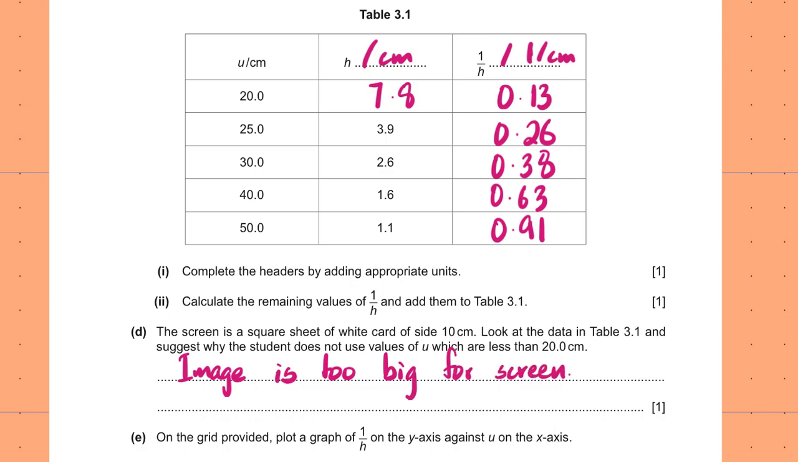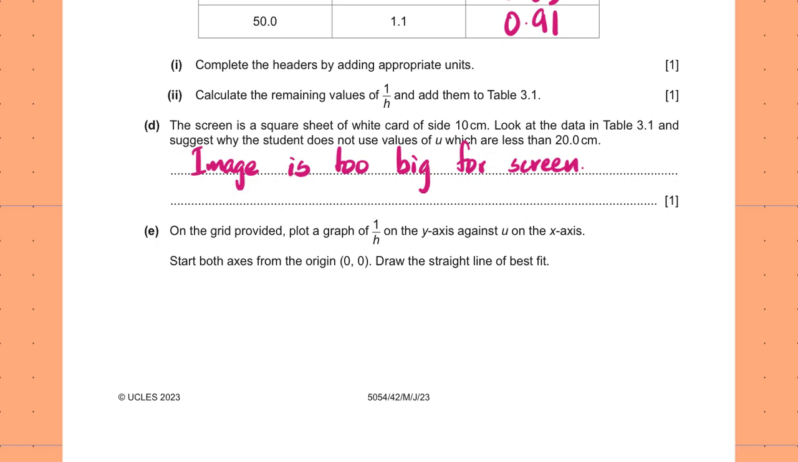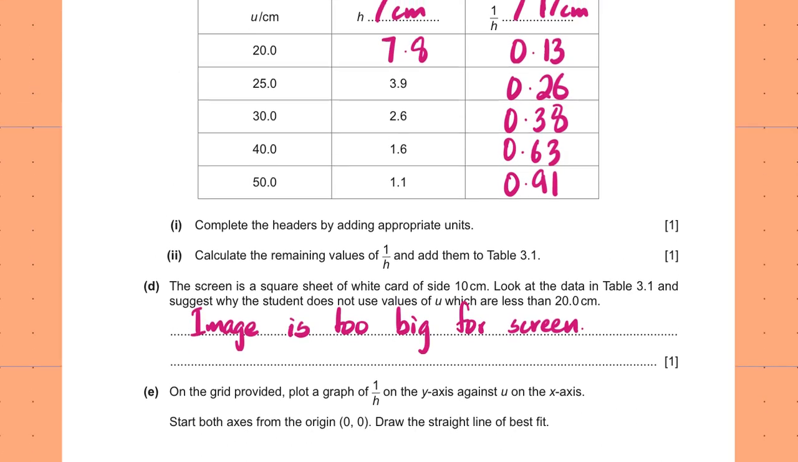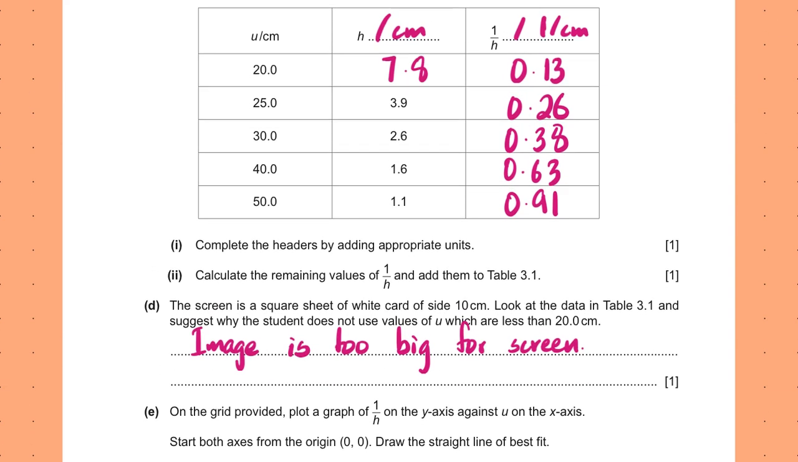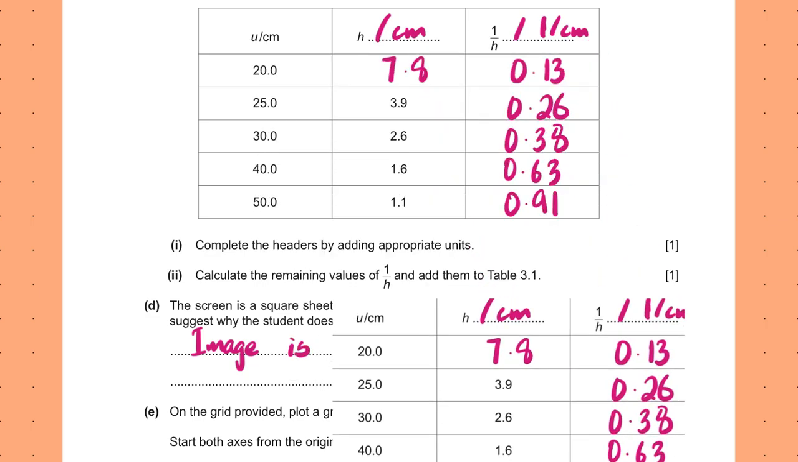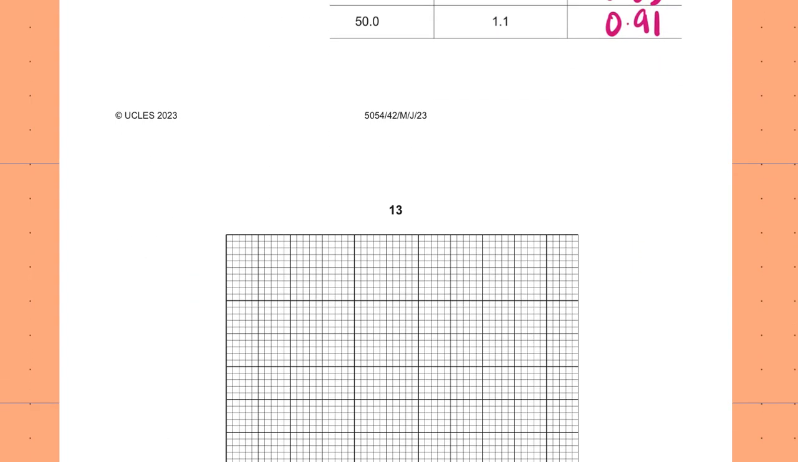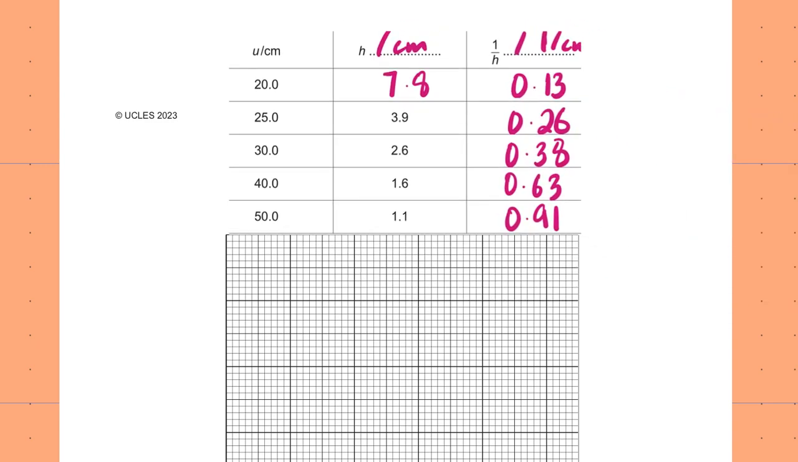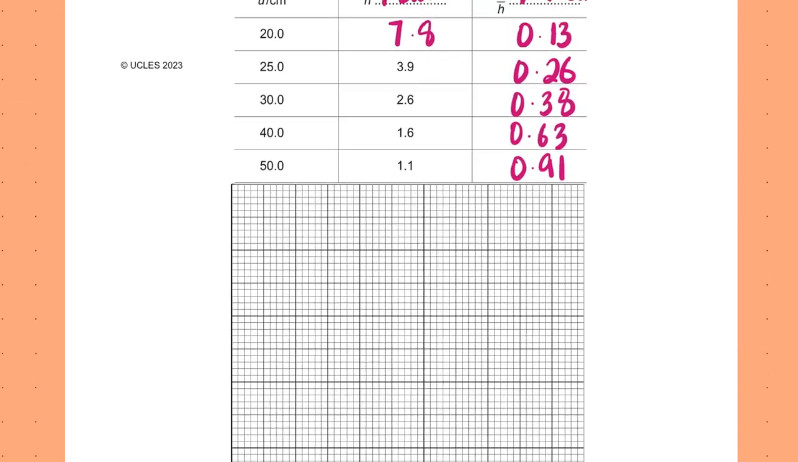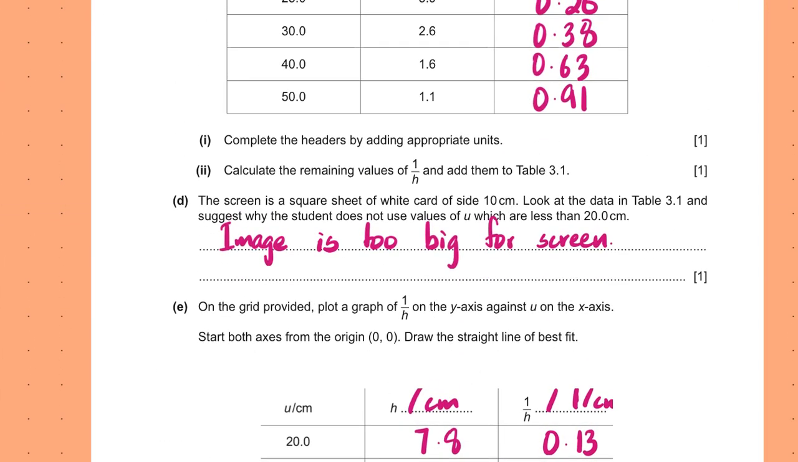On the grid provided, plot a graph of 1 over h on the y-axis against u on the x-axis. So this is what we now need to do. Start both axes from origin 0, 0. Again, let's take the values with us. So that's what we have. Let's keep it here. So again, 1 over h is on the y and u is on the x.